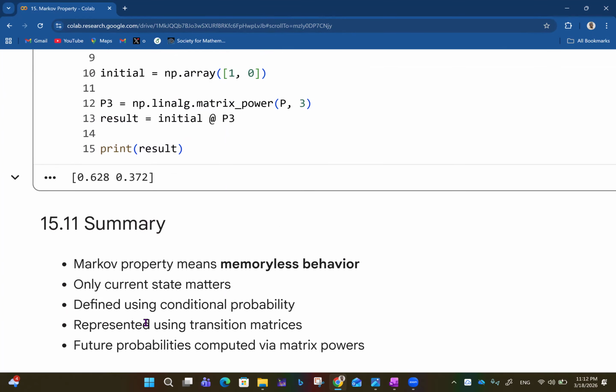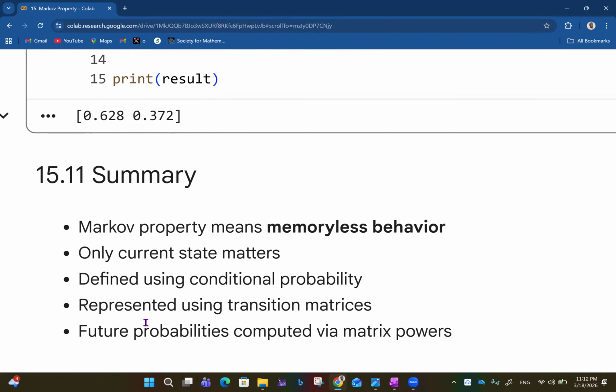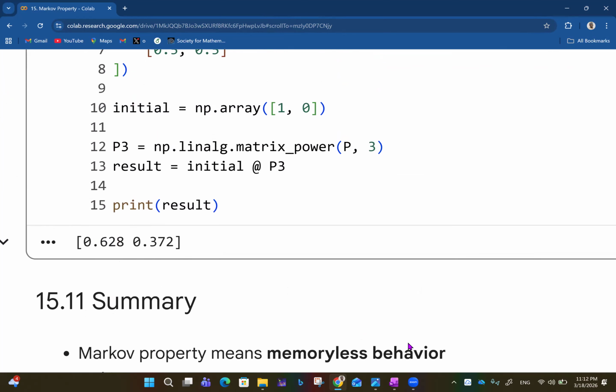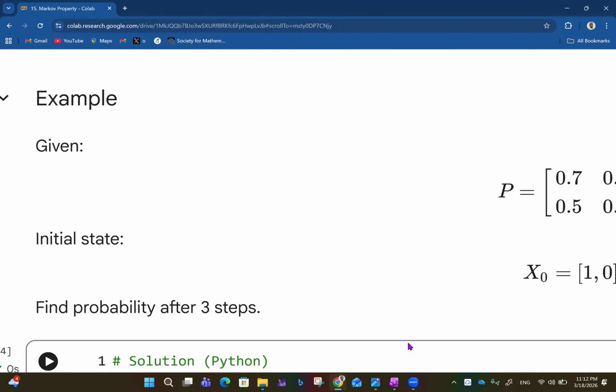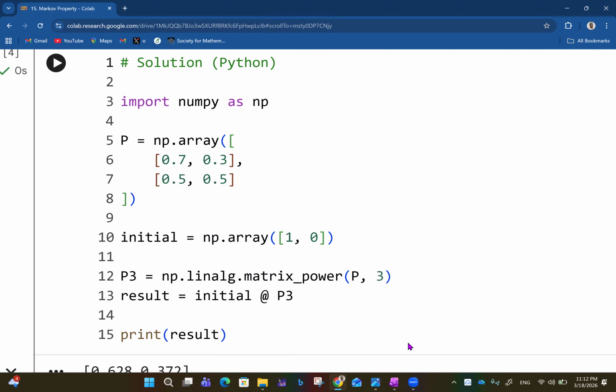So in summary, the Markov property means memoryless behavior. That is, only the current state matters in determining what happens in the next state. It is defined using conditional probability, that's the probability of xn plus 1 given xn, and it is represented using transition matrices. The future probabilities are computed using matrix powers.